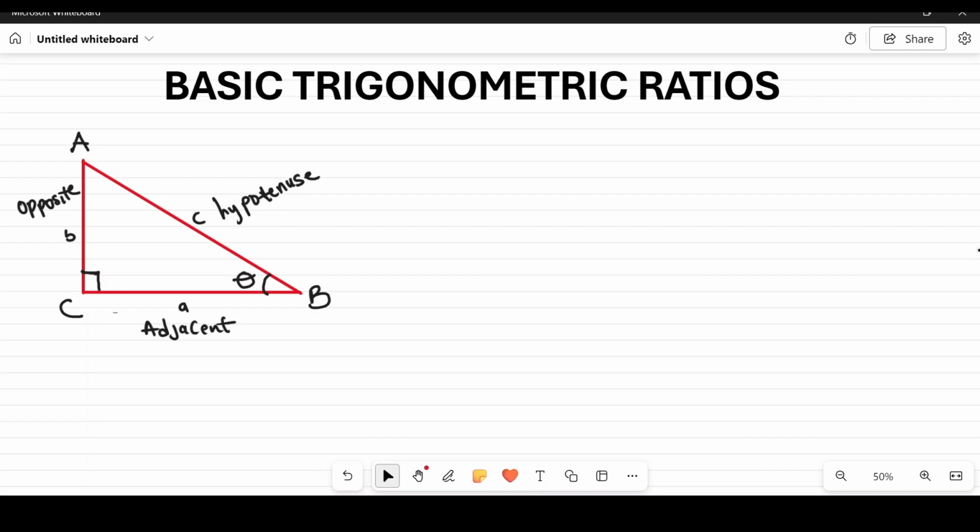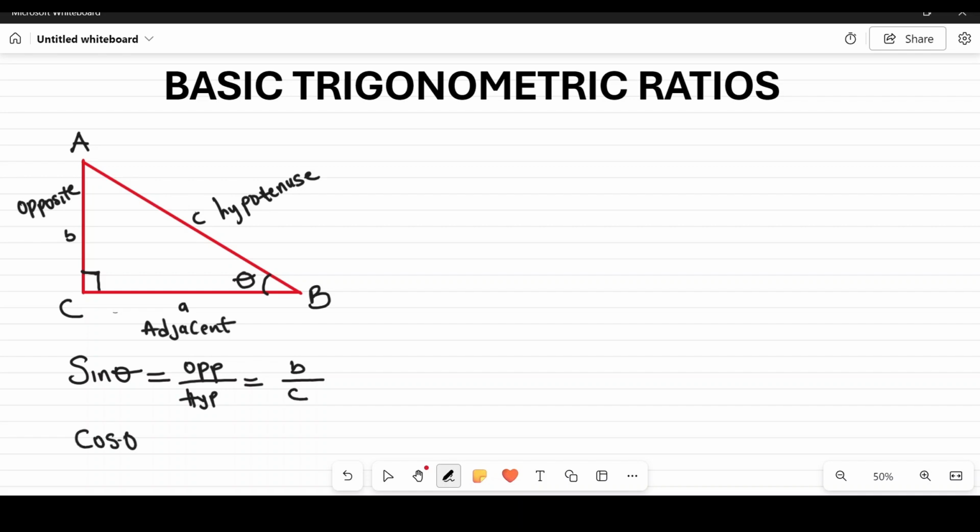So from our right angle triangle, we can deduce that sine theta is equal to opposite divided by hypotenuse. And from the figure, our opposite is side AC, assigned as small letter b, and the hypotenuse is side AB, assigned as small letter c.